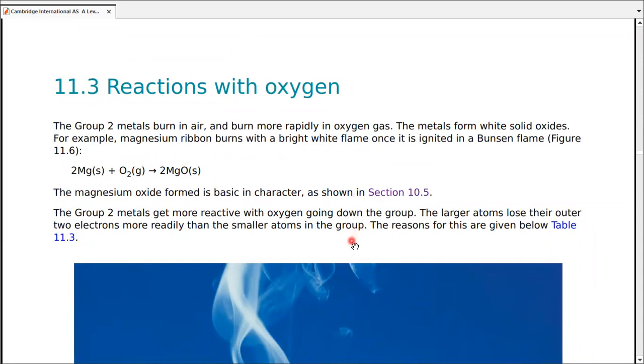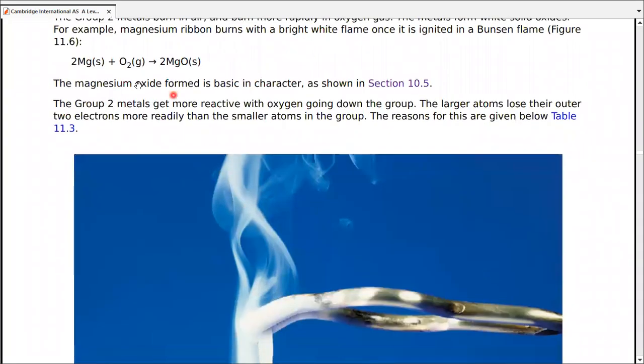As I've discussed earlier, this is something we did back in IGCSE, so hopefully most of the things that we face here are going to seem familiar. Group 2 metals burn in air. They burn more rapidly in oxygen gas. They form white solid oxides, but the flame color is something important when we discuss it here. Magnesium ribbon burns with a bright, white, flashy flame once ignited in a Bunsen flame. I hope you're familiar with the reaction of formation of the oxide.